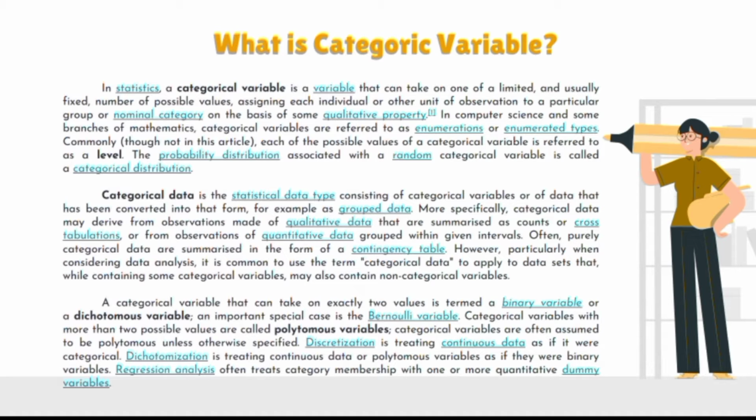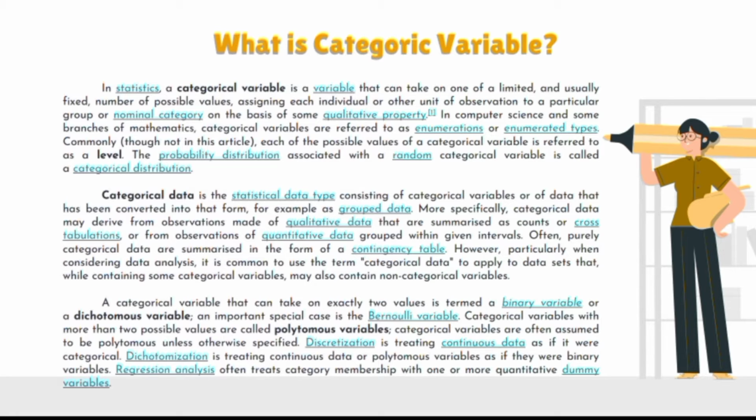Often purely categorical data are summarized in the form of a contingency table. However, particularly when considering data analysis, it's common to use the term categorical data to apply to data sets that, while containing some categorical variables, may also contain non-categorical variables.